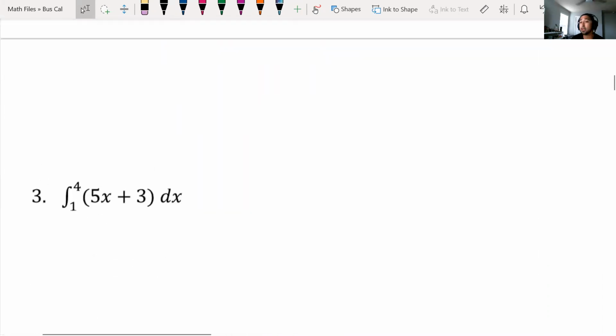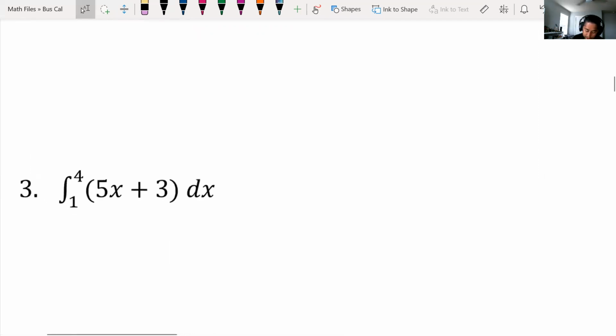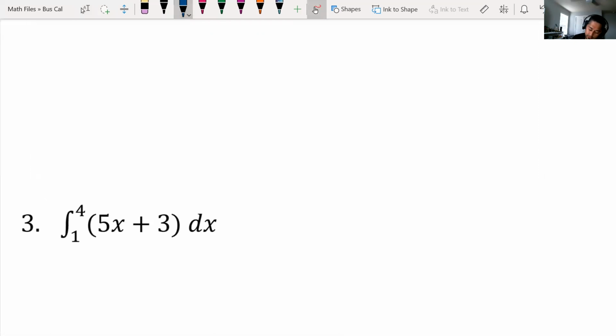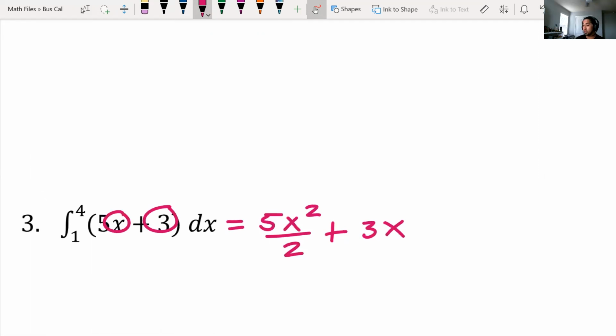3. The integral from 1 to 4 of 5x plus 3 dx. So for this one, you will get 5 times x squared over 2 plus 3x. There's your antiderivative. So power rule on the x and then constant rule on the 3. So 5x squared over 2 plus 3x. And you will evaluate it from 1 to 4.